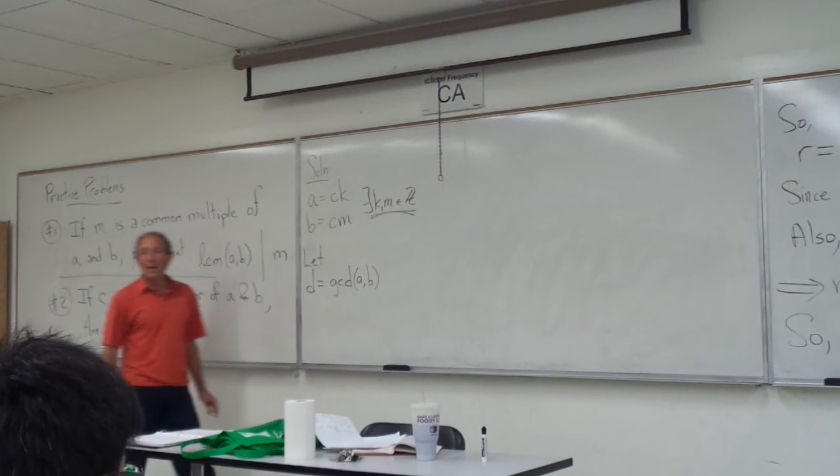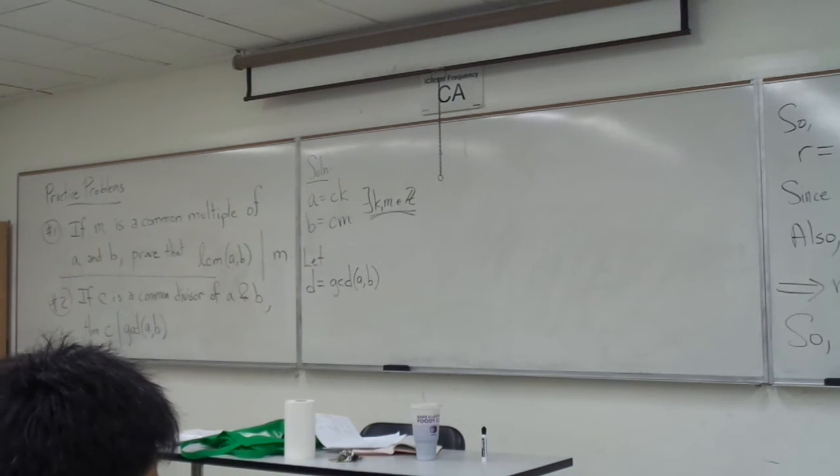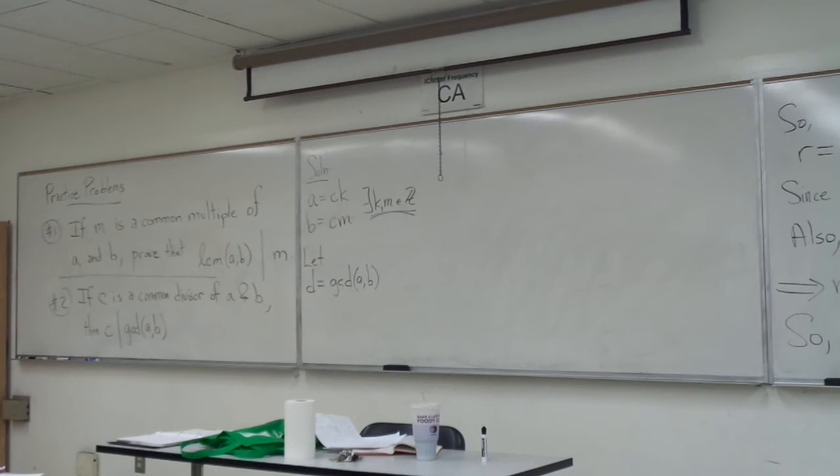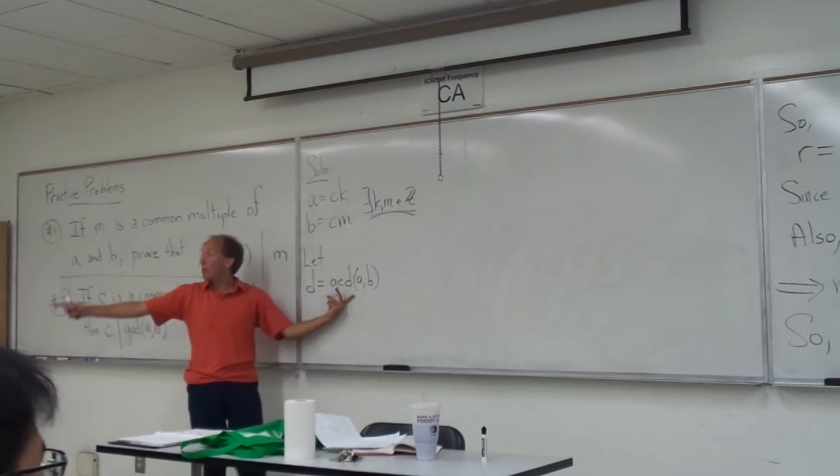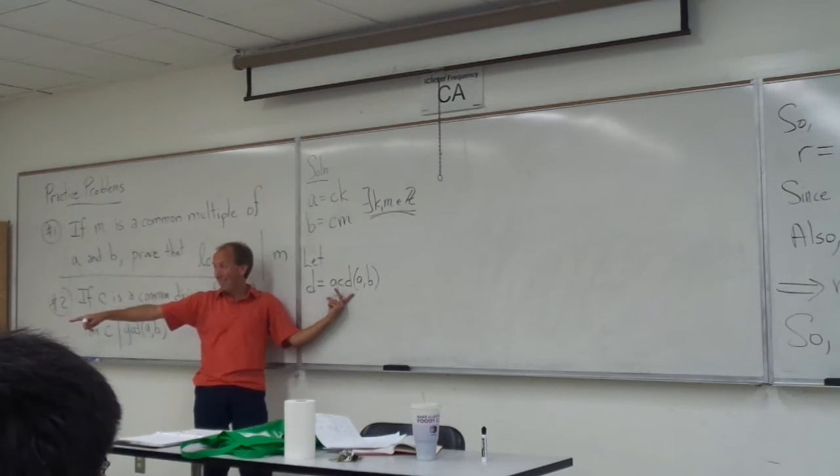Okay, so there you go. So D is the greatest common divisor of A and B. Okay, so what else could we say? Very good. Can you say that a little louder, because that's the key point? You write D as a linear combination of it.